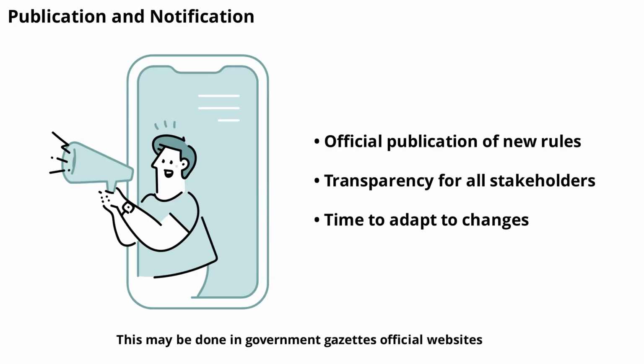This may be done in government gazettes, official websites, or through press releases. Publication ensures that everyone, citizens, businesses, and officials, knows about the new rule. Notification is crucial for transparency and compliance, giving people time to understand and adapt to the changes.